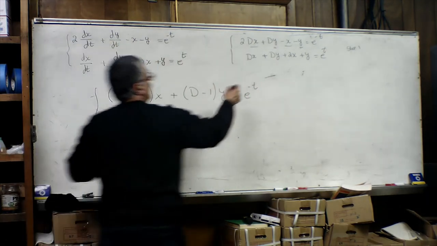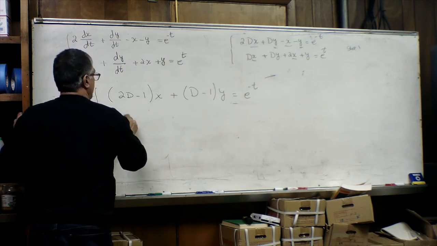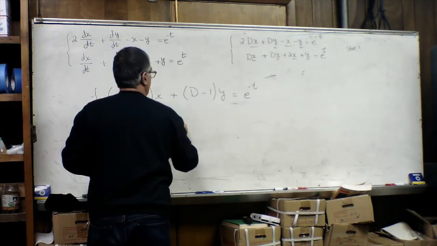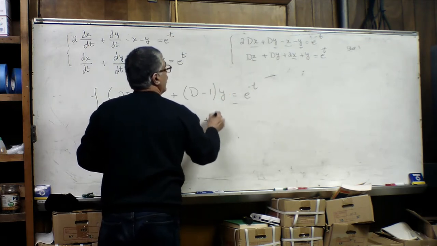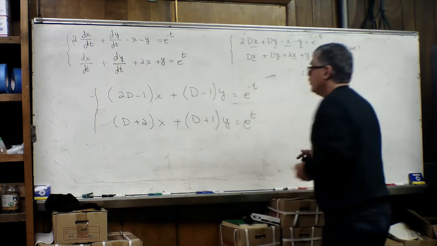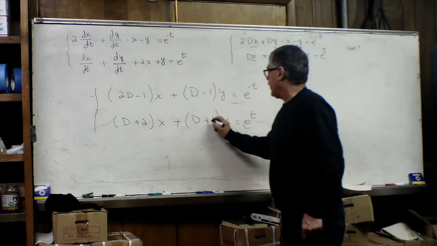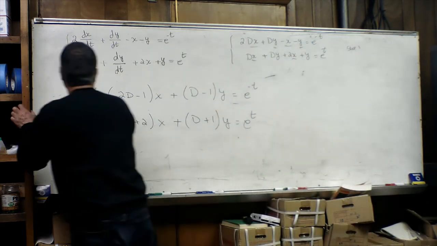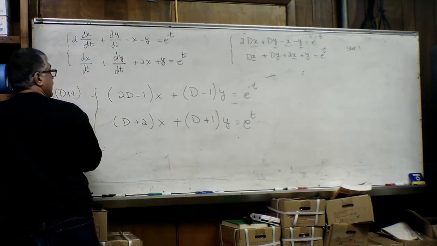And the second equation, if we factor out x, we are going to have (D plus 2)x, and if we factor out y, we are going to have (D plus 1)y equal to e to the power t. So in order for us to eliminate y, let's go ahead and multiply the top by D plus 1 and the bottom equation by minus D minus 1.